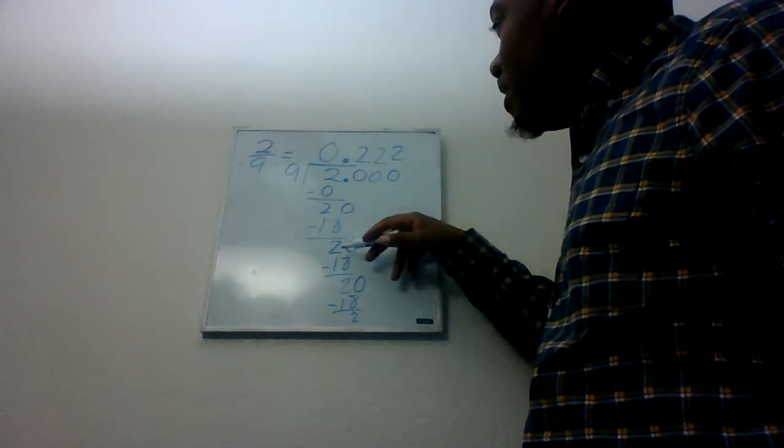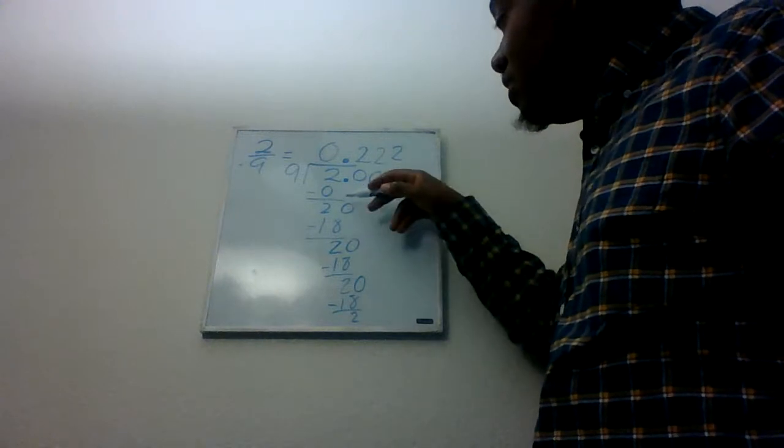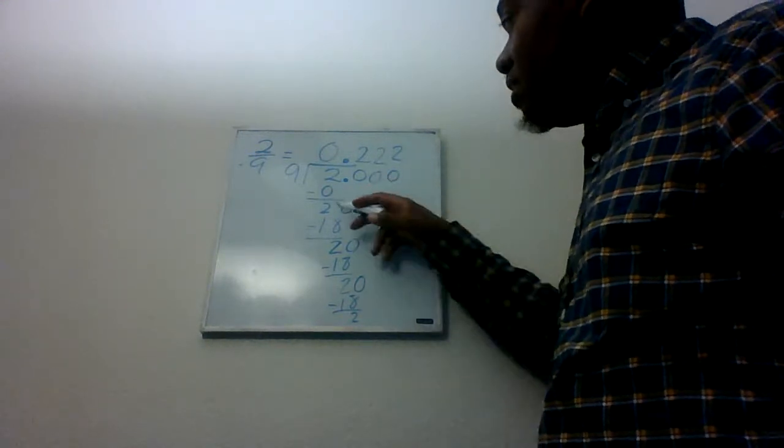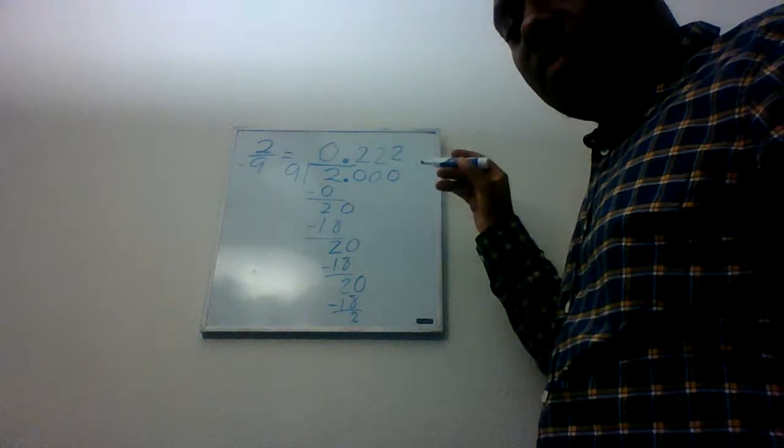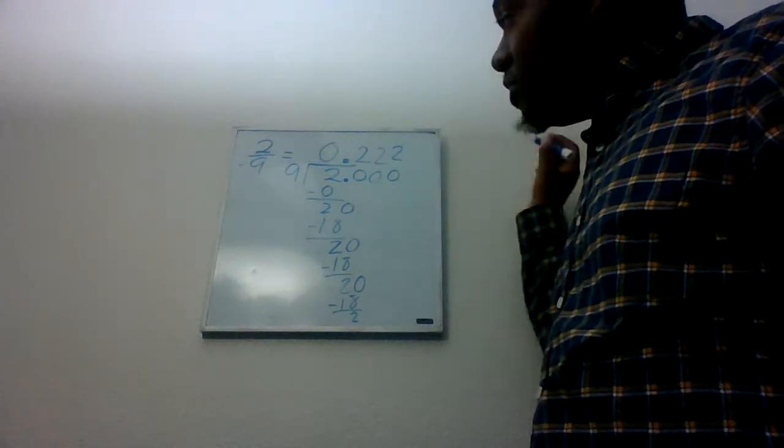Well, at this point here, once we saw that we were going to continue to get 20 down here, or get a remainder of 2 every time, then that means that we could have stopped, because that means that this decimal is going to repeat.